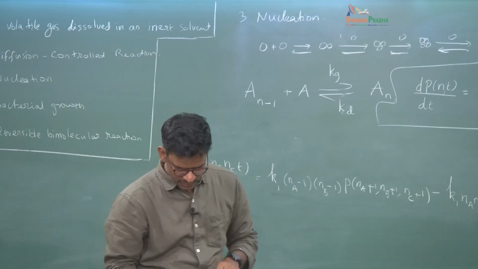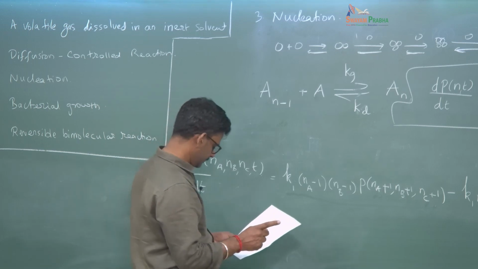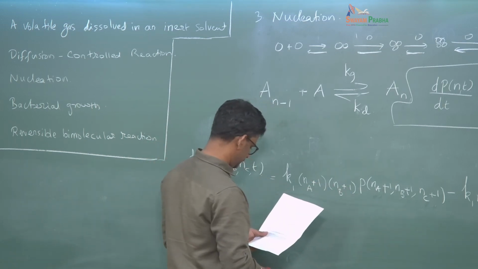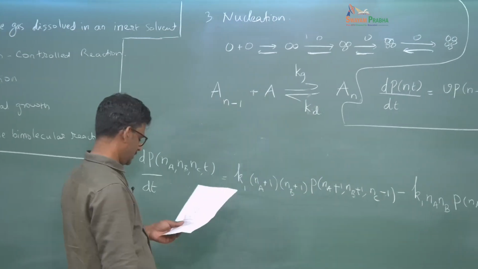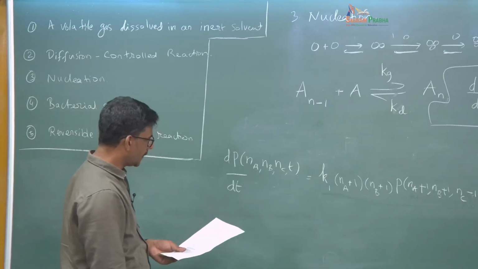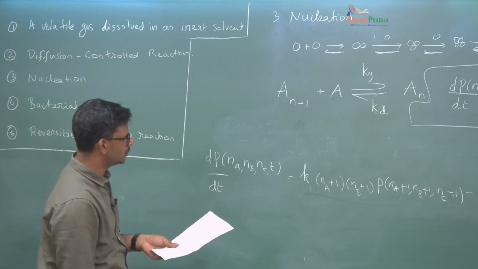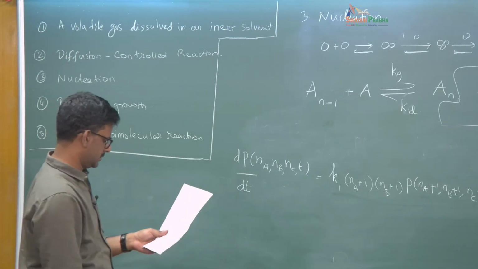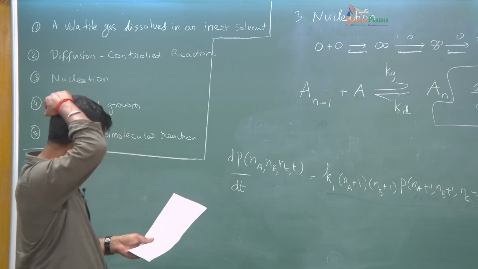Okay, let me just check my notes. Yeah, so this is going to be plus 1, and this is minus 1. Yeah, right. So that is Na, Nb, Nc, and then K2 times Nc plus 1. Yeah, those other terms are correct.